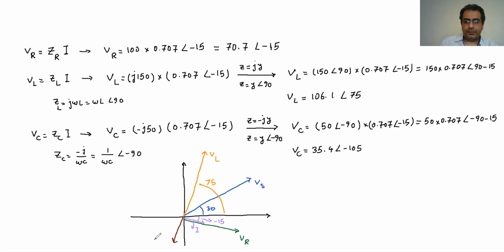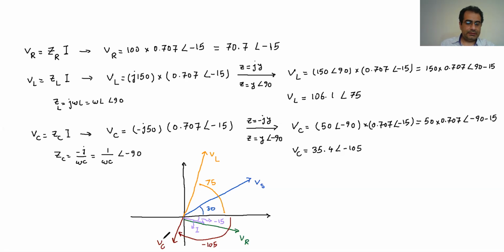So it's going to be the magnitude of 35 and the angle of negative 105. So it's going to be the VC, and this angle, if I can show it, is negative 105. If you look here, we will see that the voltage across the resistance and the current have the same phase angle. Both of them are the same phase angle.